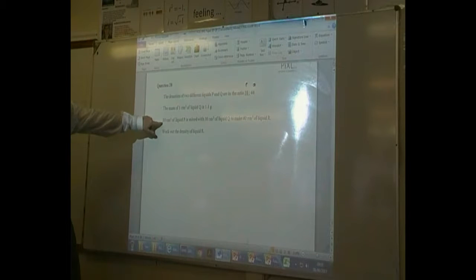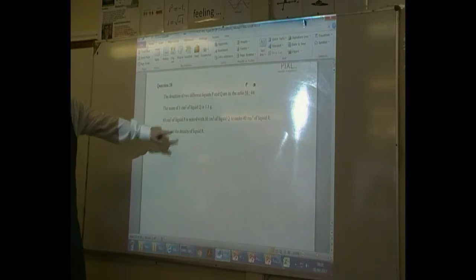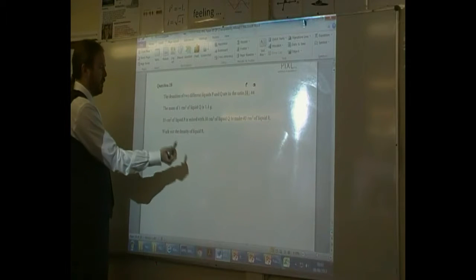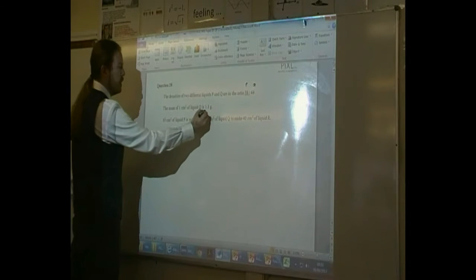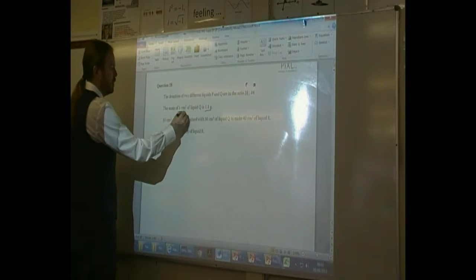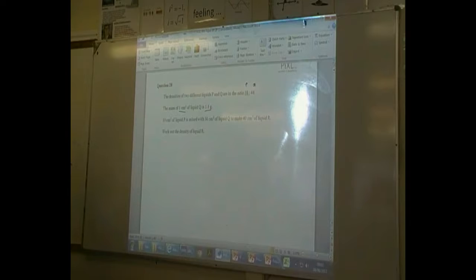And 10 centimetre cubed of liquid P is mixed with 30 centimetre cubed of liquid Q to make 40 centimetre cubed of liquid R. Work out the density of liquid R. Okay. So, we've got a mass and we've got a volume. And you need to know the density. They give you a clue a bit further down the page.